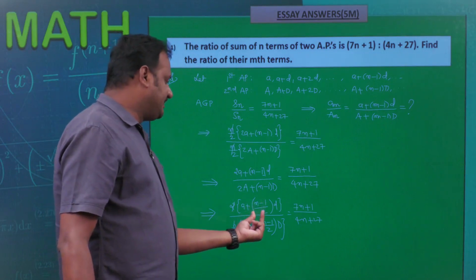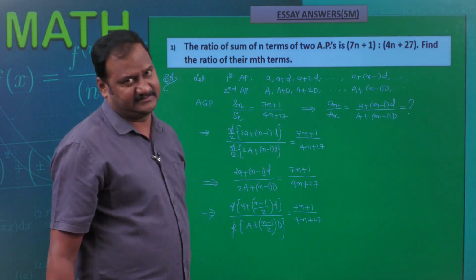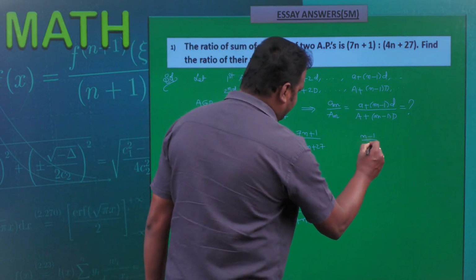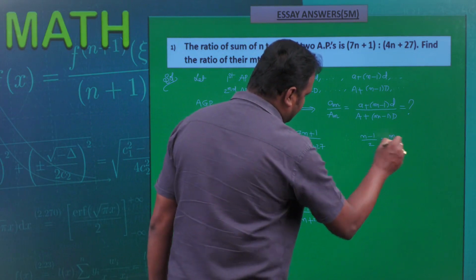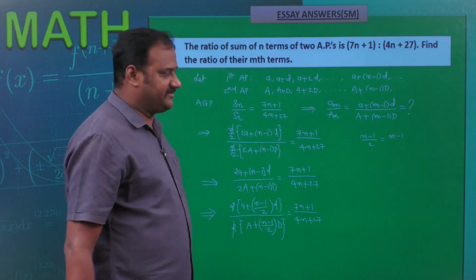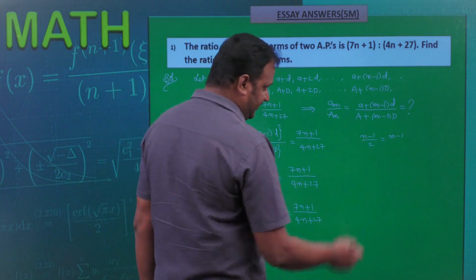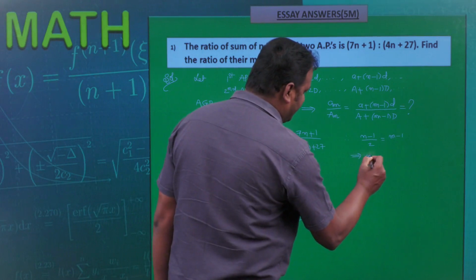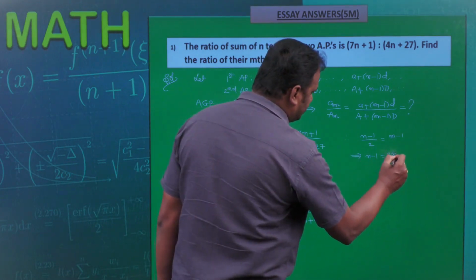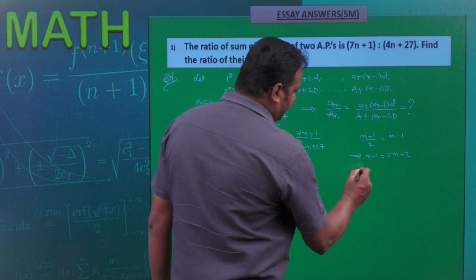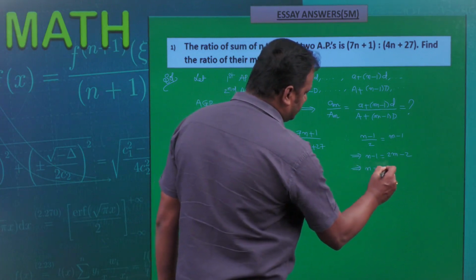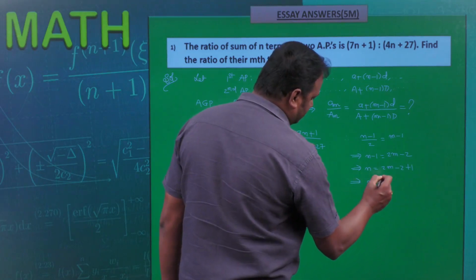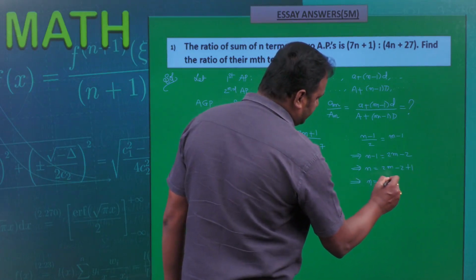So (n minus 1)/2 should be equal to m minus 1. Therefore (n minus 1)/2 is equal to m minus 1. Then, in order to get the value of n, because we'll have to substitute that n, right? Then n minus 1 is equal to 2 into (m minus 1), which is 2m minus 2. Then the value of n is going to be 2m minus 2 plus 1. Therefore, n is equal to 2m minus 1.